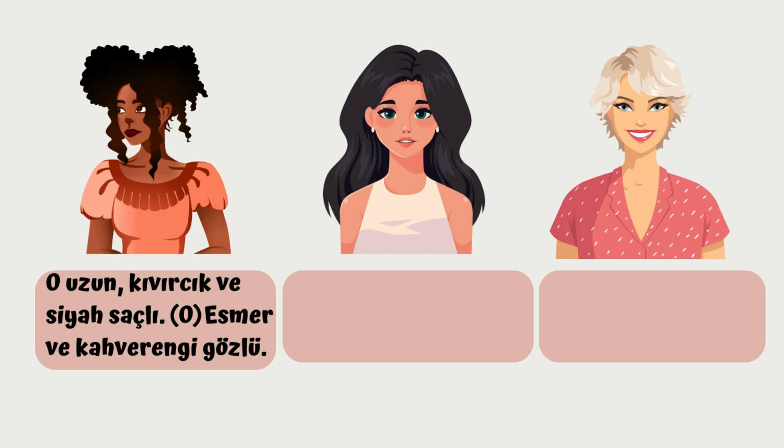And then esmer ve kahverengi gözlü. Esmer is brunette but it's darker complexion, remember. And kahverengi gözlü with brown eyes.